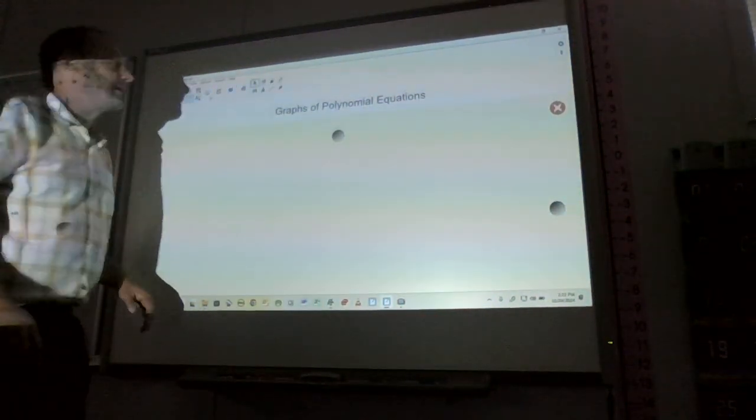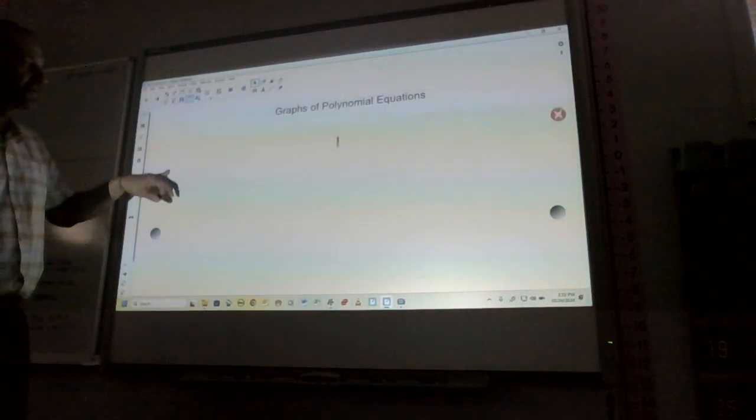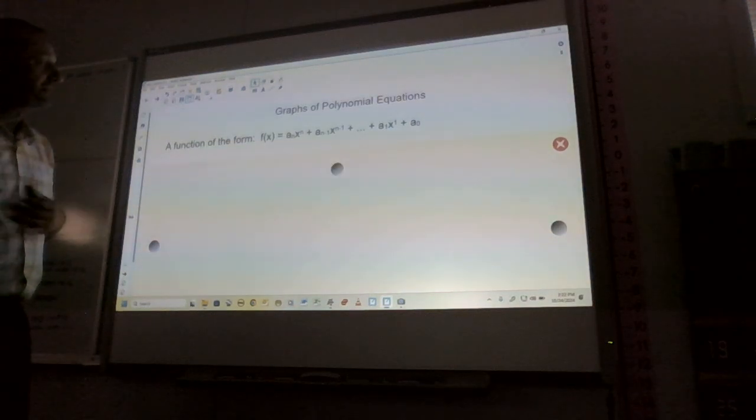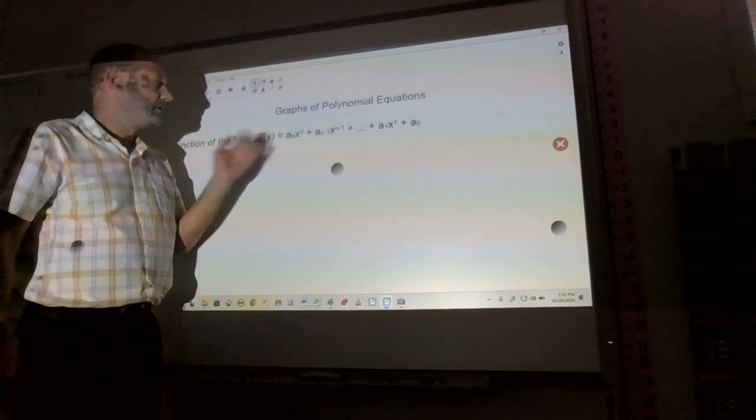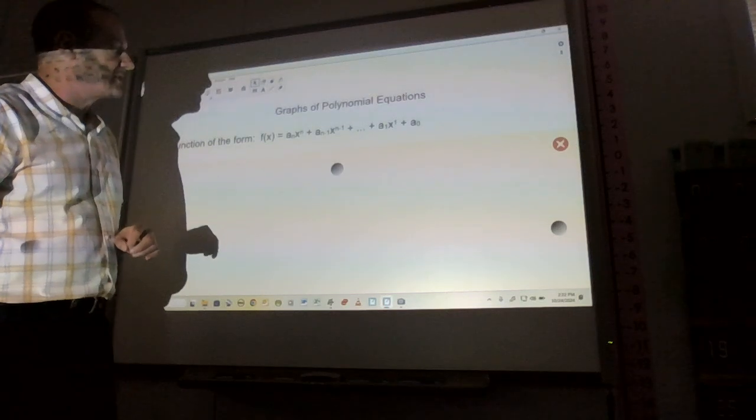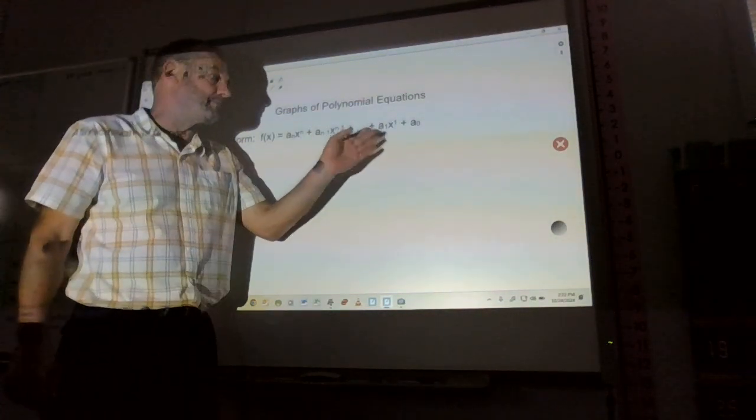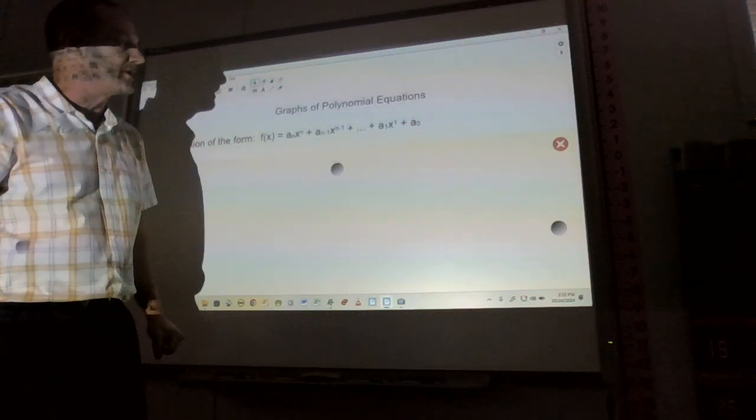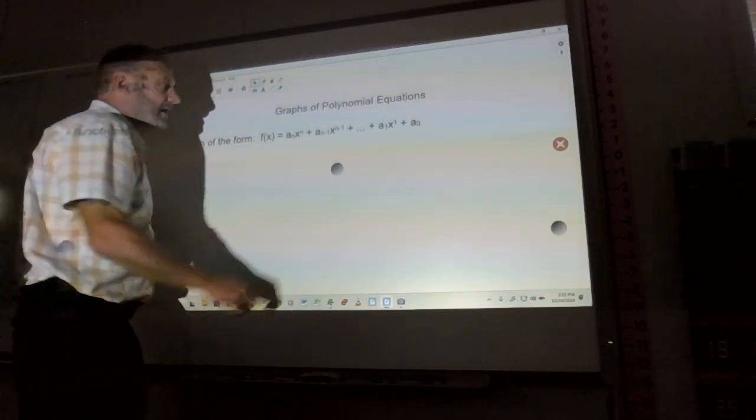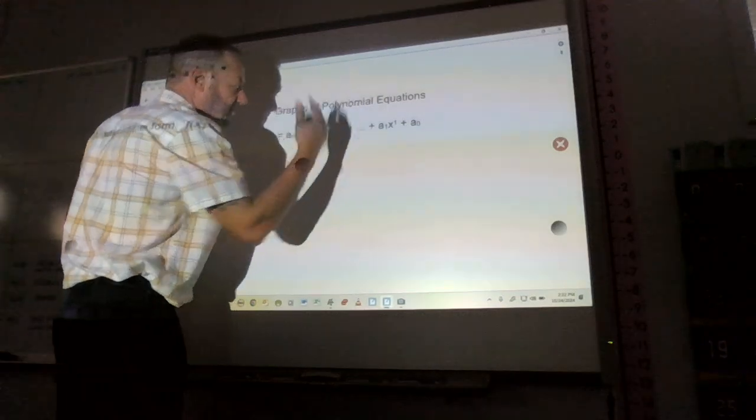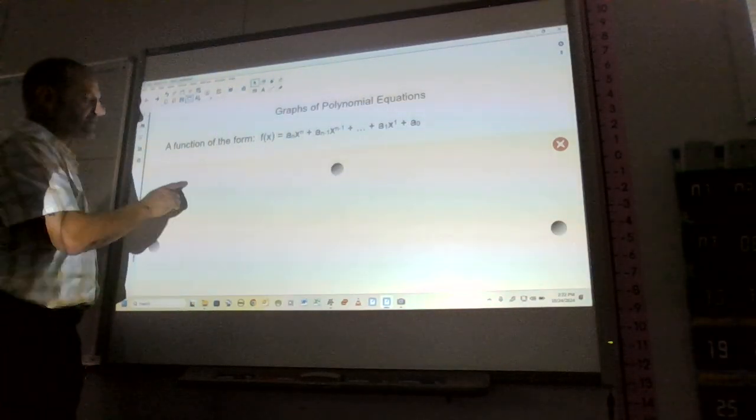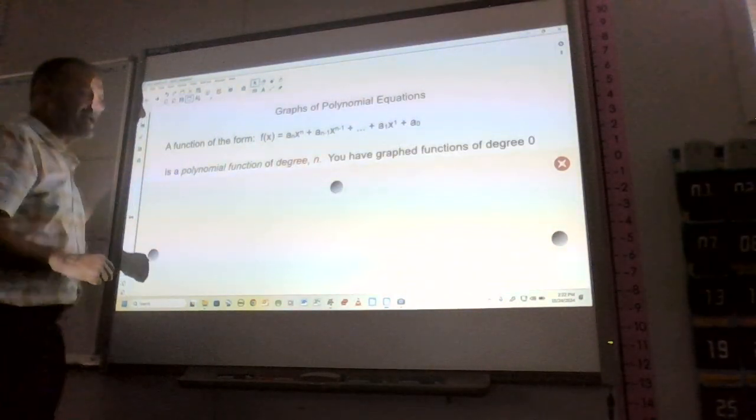Today we're going to talk about graphs of polynomial equations. So a function of the form f of x equals a sub n x to the n plus a sub n minus 1 x to the n minus 1 plus dot dot dot plus a sub 1 x to the first plus a sub 0. And this dot dot dot just means that there could be a bunch of stuff in there. That is a polynomial function of degree n.